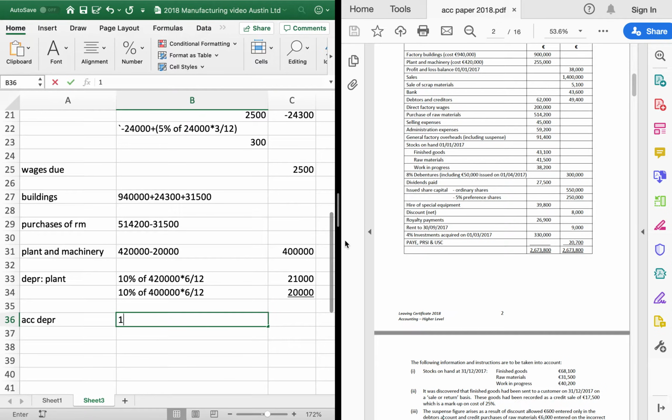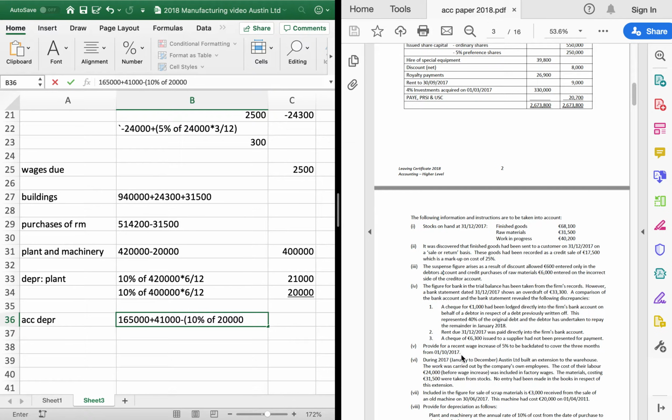So that starts off at 165. You have to add on your 41,000 and then take away the depreciation on the one you sold. So that's 10% of 20,000 by the number of months you had it for. So these are normally a heap of months.